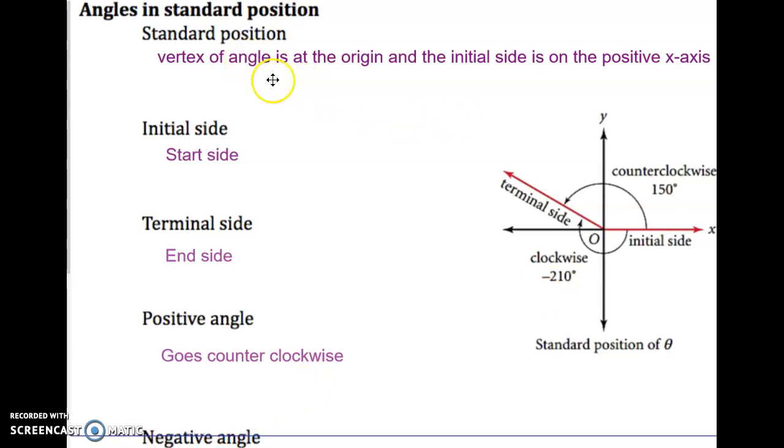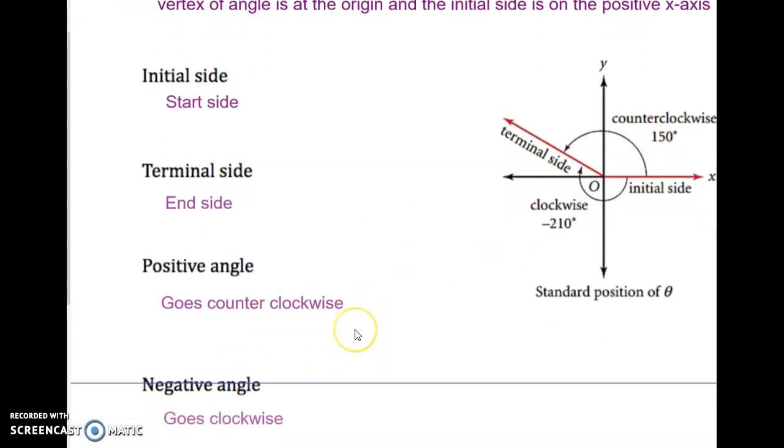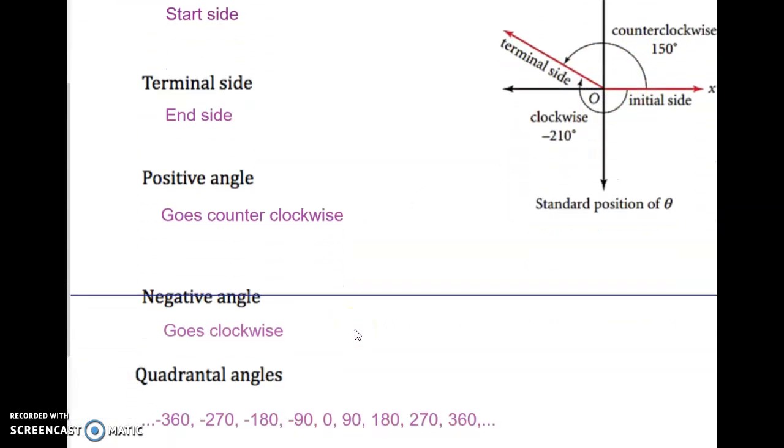Standard position is when the vertex of the angle is at the origin and the initial side is on the positive x-axis. The initial side is the side of starting. If you're looking at the angle, we call that the start side. The terminal side is what we call the end side. Positive angles go counterclockwise. Negative angles go clockwise.